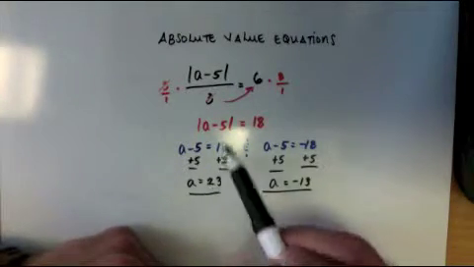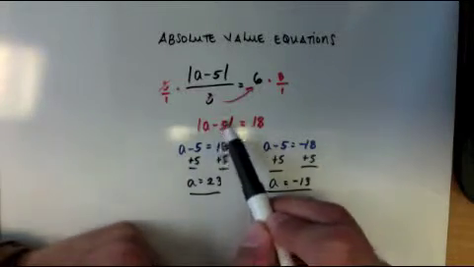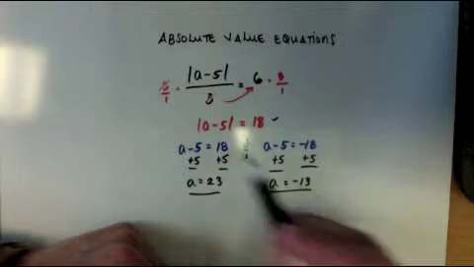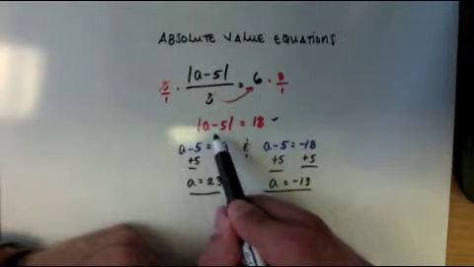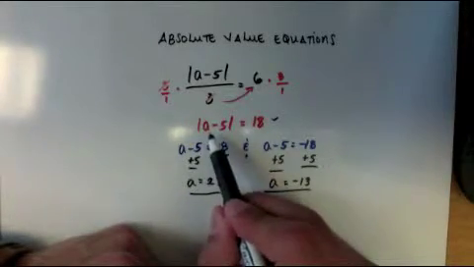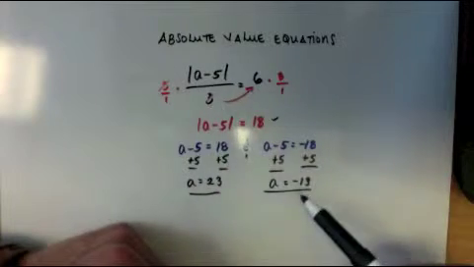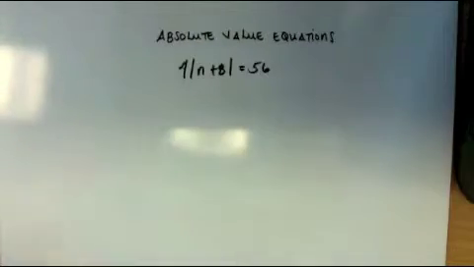Okay, 23. If I put 23 in here, 23 minus 5 is 18. The absolute value of 18 is 18. If I put -13, -13 minus 5 is -18. The absolute value of -18 is positive. And the same thing will work if you put the 23 over here. Okay. Alright, we're going to go ahead and do one more.